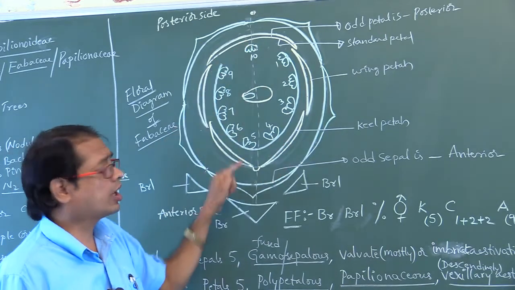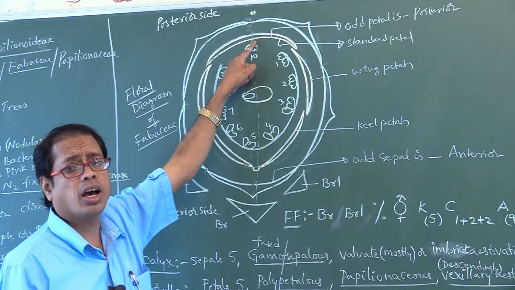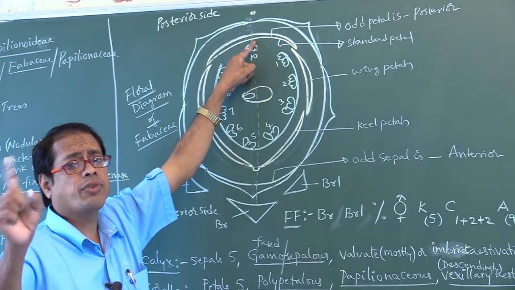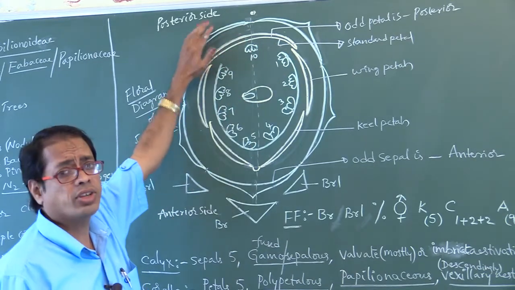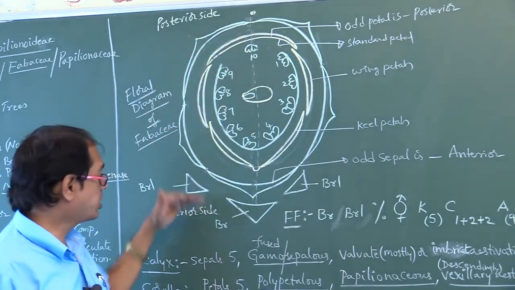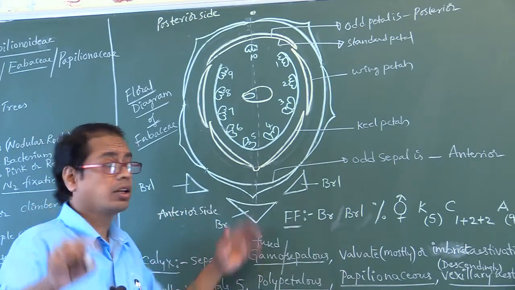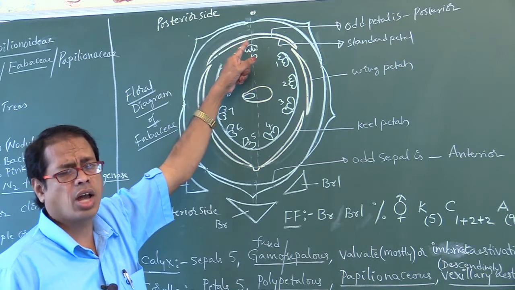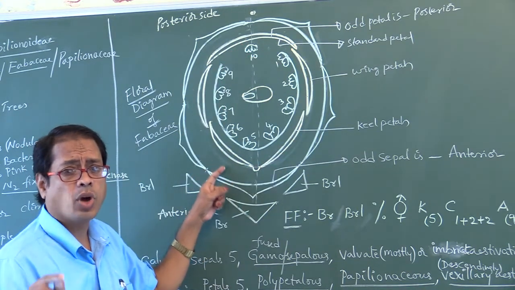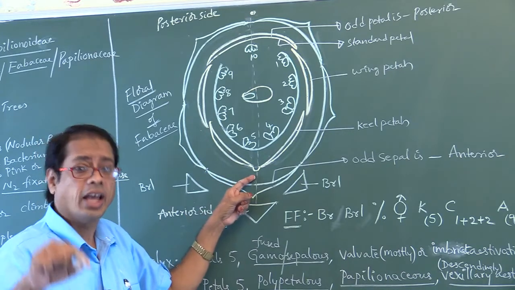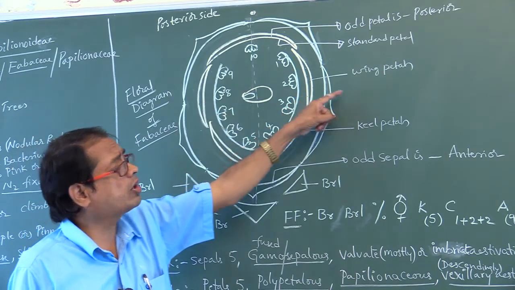Of these 5 petals, what is the largest petal? The standard petal is the largest petal, which is found at the posterior side. In the floral diagram, this is considered the posterior side, and this side is considered the anterior side. The standard petal is at the posterior side. This is the largest petal, and these two are the smallest petals. The smallest petals are at the anterior side, and the middle 2 lateral petals are called wing petals.